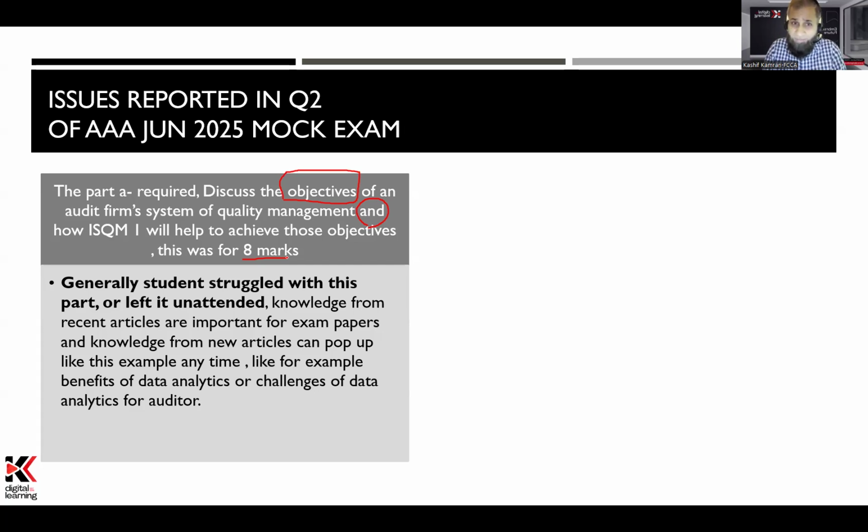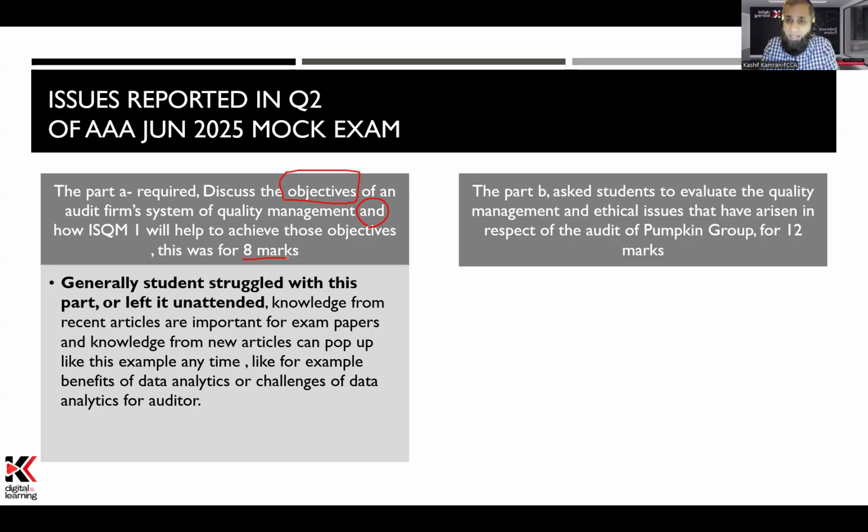I'll show you a student answer to this requirement, and I'll also show you my answer, because this was a struggling part. If any part is struggling, I'll write my answer. If the part was not struggling, I'll show you a good student answer, and then I will tell you how you can improve upon it. The second part of the same question, part B, asks students to evaluate the quality management and ethical issues that have arisen in respect of the audit of the Pumpkin Group for 12 marks.